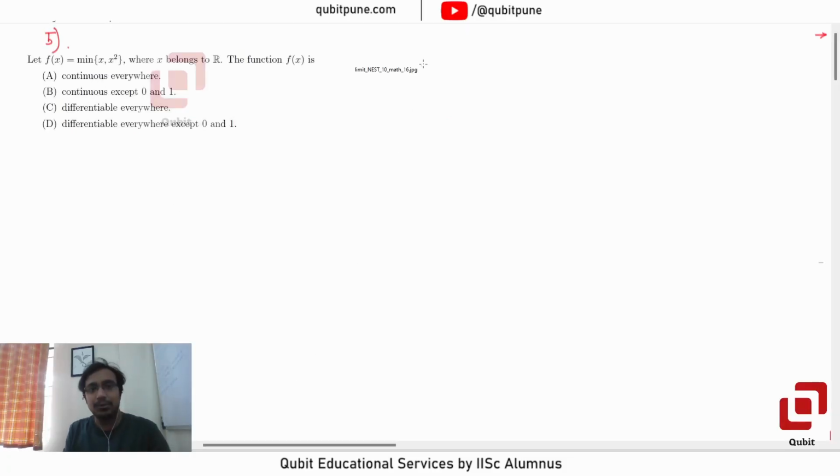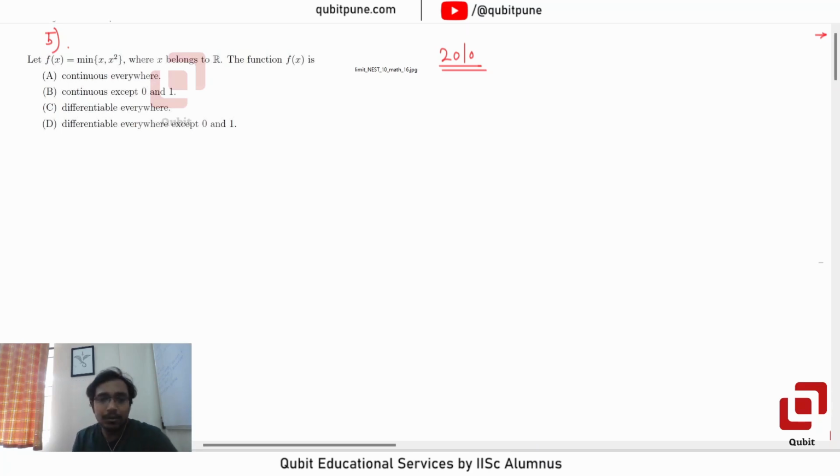Now this came in 2010. Let the function f(x) be the minimum of the functions x, x squared, where x belongs to R. The function f(x) is: continuous everywhere, continuous except at 0 and 1, differentiable everywhere except at 0 and 1.